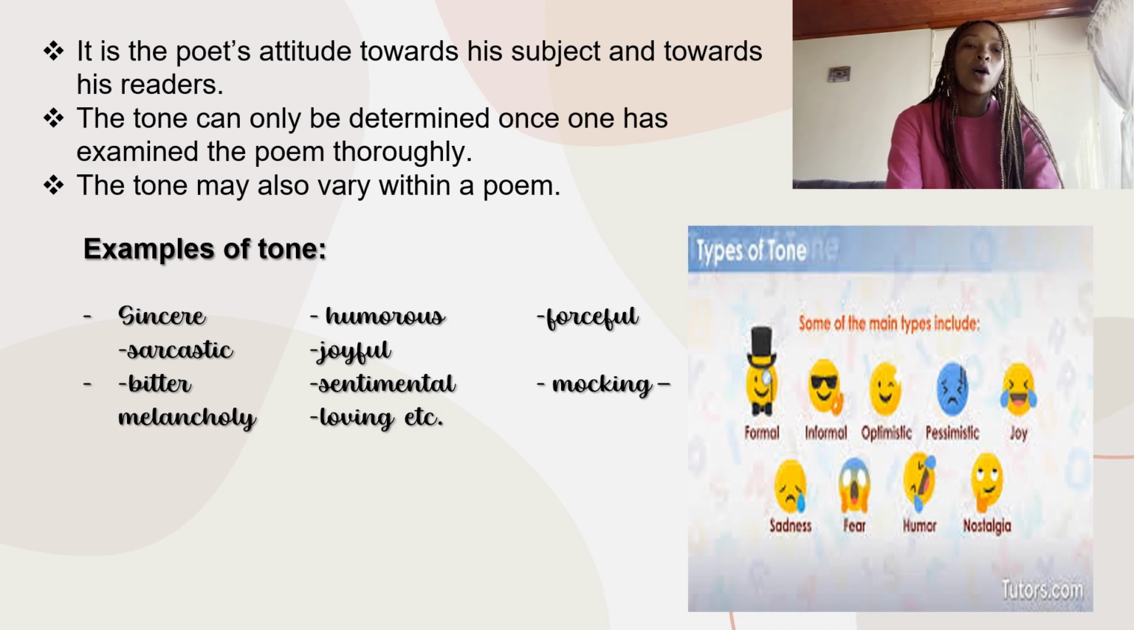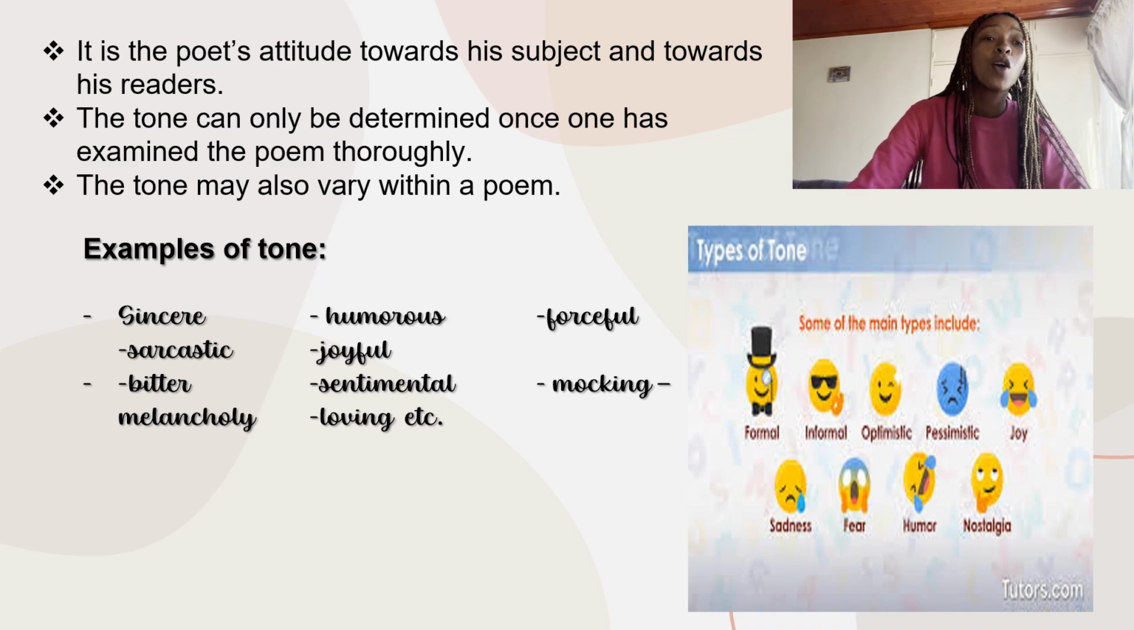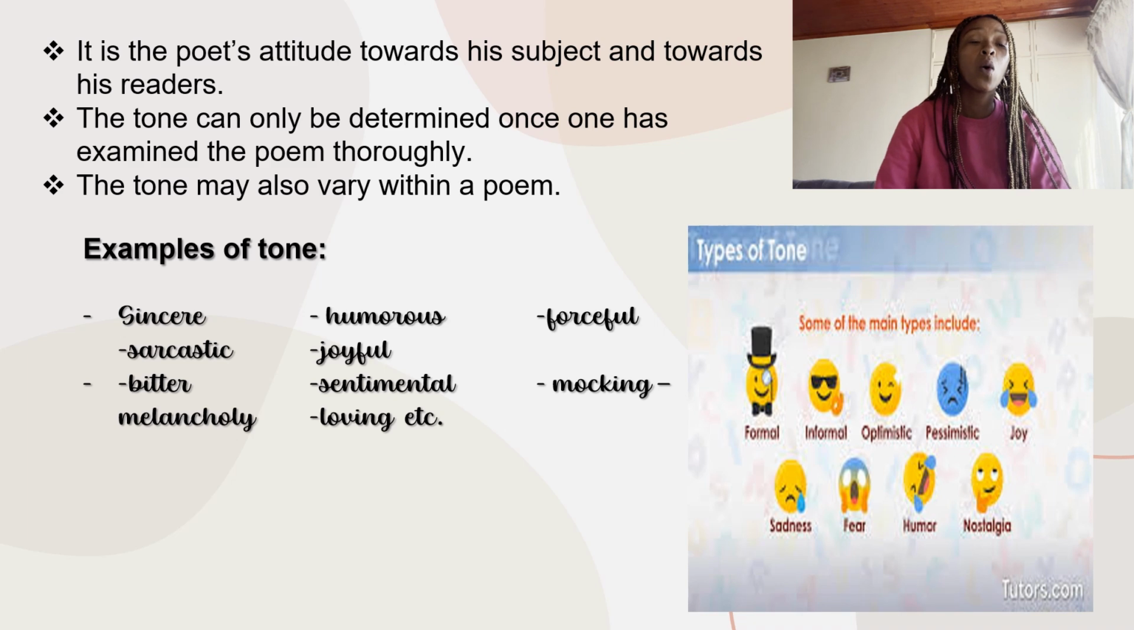The tone can only be determined once you have read or examined the whole poem thoroughly. And the tone may also vary within a poem. So it doesn't always have to have the same tone throughout the poem. Sometimes it changes from stanza to stanza. Just make sure that you've read your poem thoroughly in order to understand what the tone is and whether it runs throughout the whole poem.